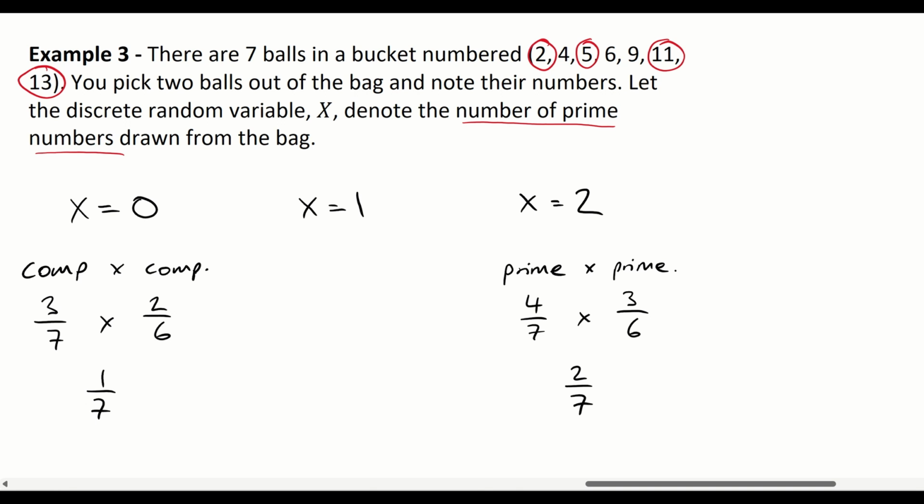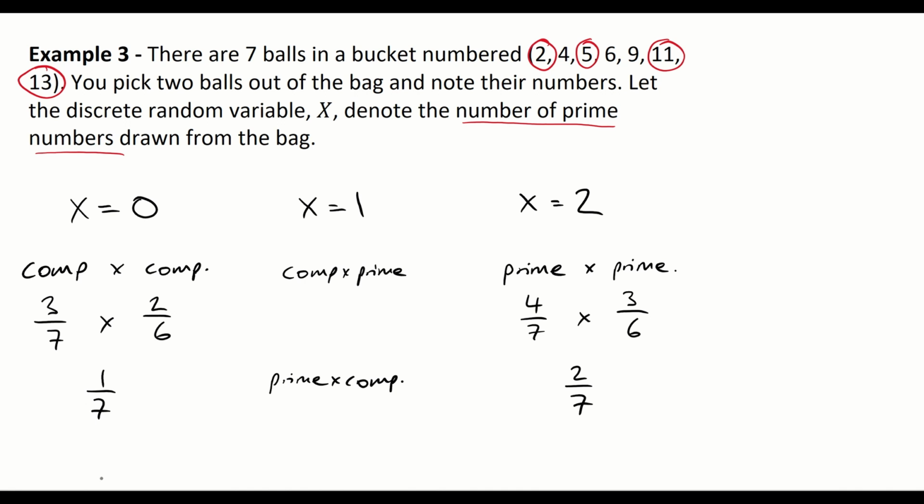Now, when x is 1, we've got 2 possibilities. We could get a composite and then a prime, or we could get a prime and then a composite. So 2 different ways to do that. It's kind of like how you can get a head and then a tail, or you could get a tail and then a head. We kind of saw that in the last example.